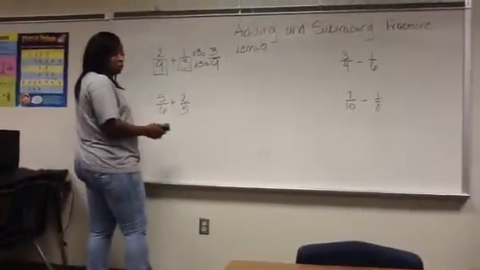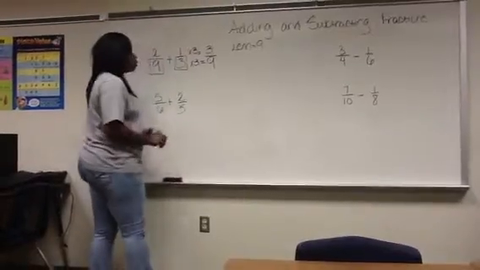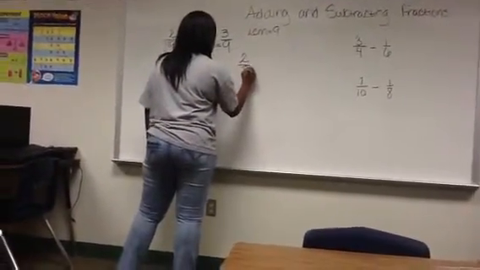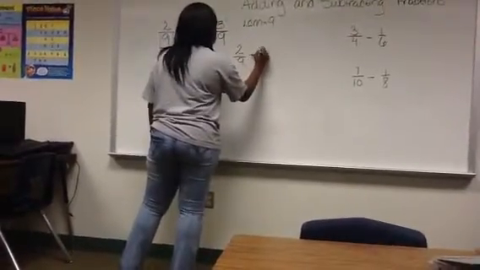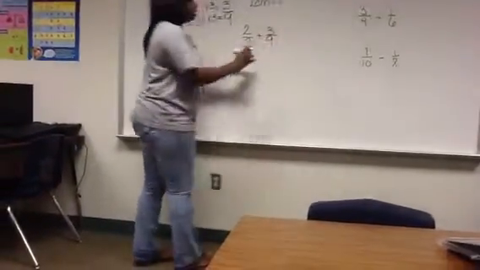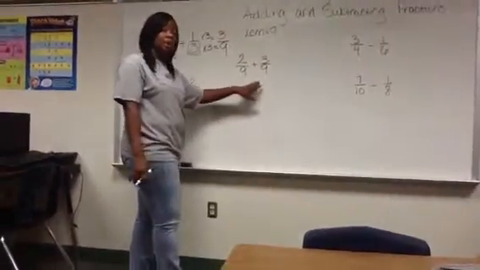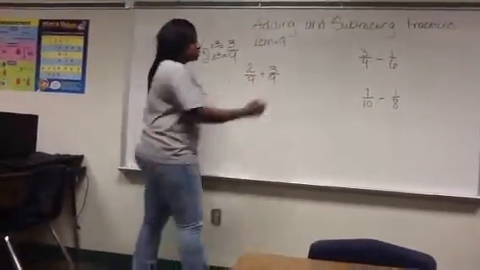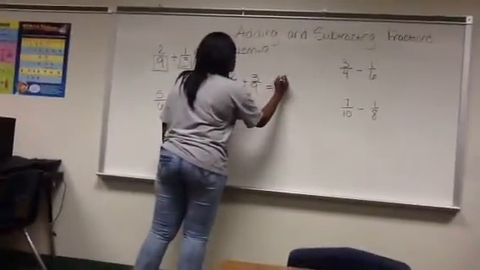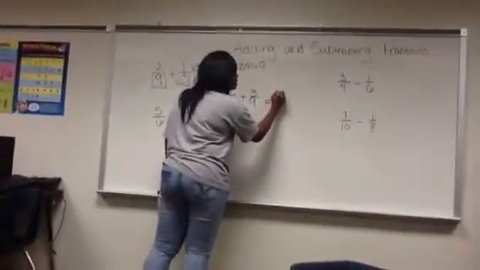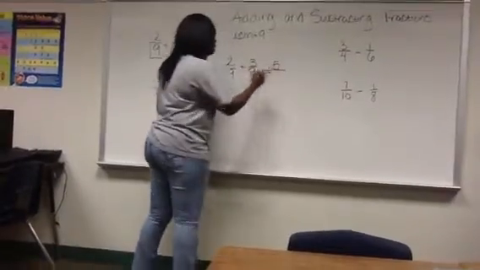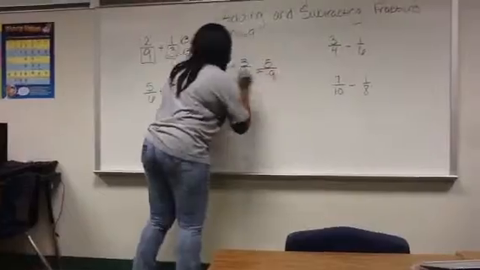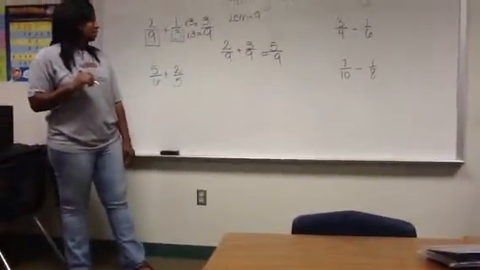So my new addition problem is 2/9 plus 3/9. Now this looks like one of your 5th grade fraction problems, and all I have to do is concentrate on the numerators. 2 plus 3 is 5. And of course, the denominators never change. 5/9 is your answer.